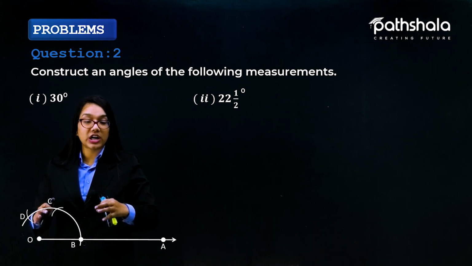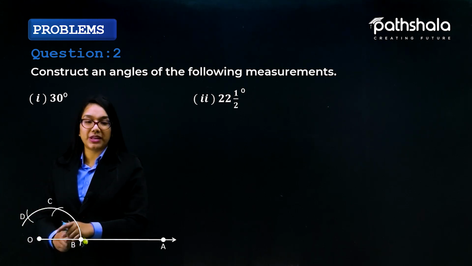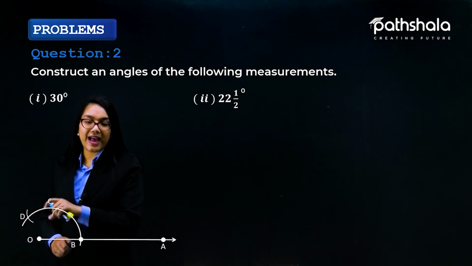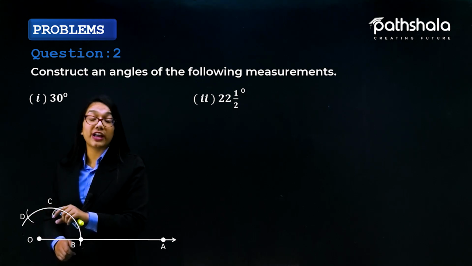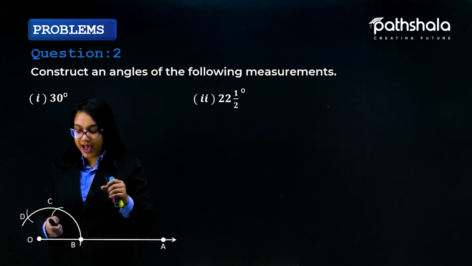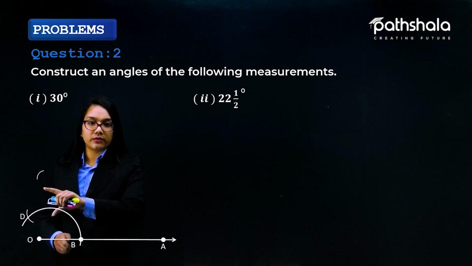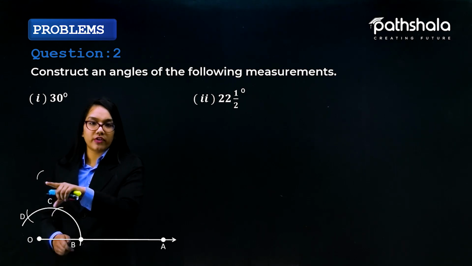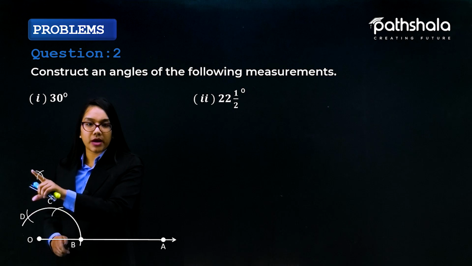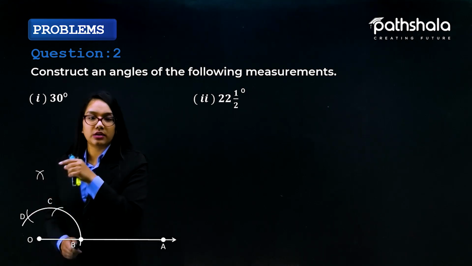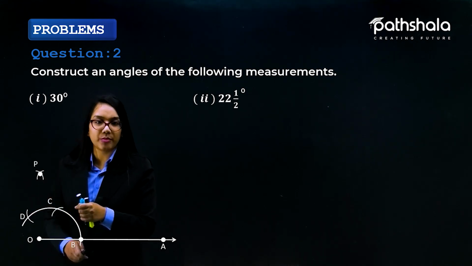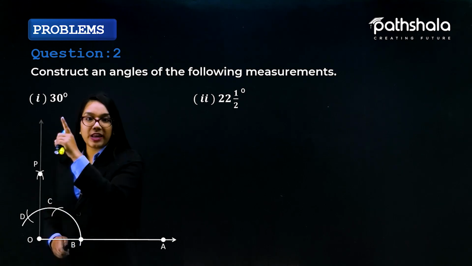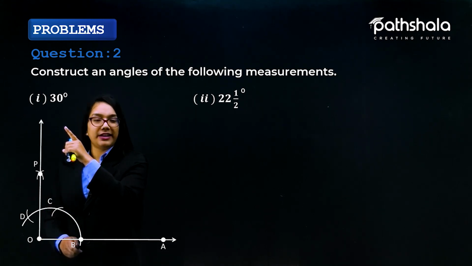So we have to construct an angle of 90 degrees first. It means that taking C and D as the center, we have to construct arcs. Let us suppose taking C as a center, I'm marking an arc over here, and further taking D as a center, I'm marking an arc over here. Let's call this point of intersection P. Let's join OP, and OP is nothing but a 90 degree angle.